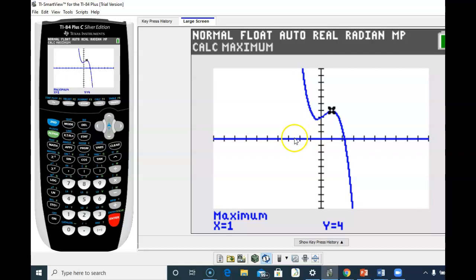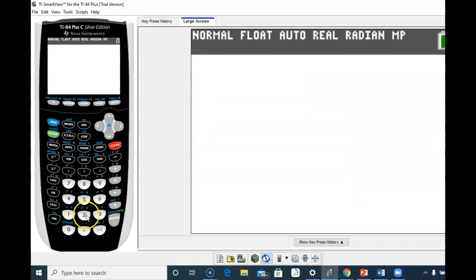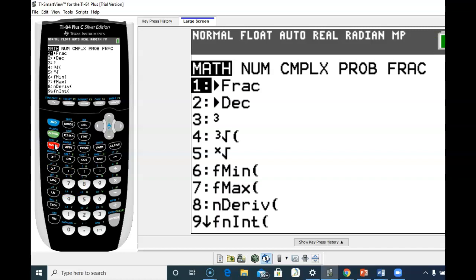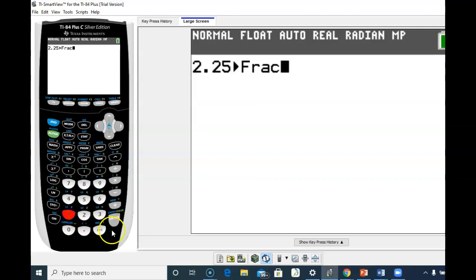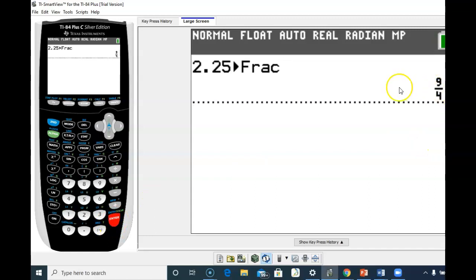One thing while we're here talking about the calculator, just to kind of remind you, I know some people know how to do this, but if you have a decimal like 2.25 and you want to convert that to a fraction, if you go to math and number 1, then that's going to convert that to a fraction for you, the fraction 9/4. So just a little helpful piece of advice if you don't already know about that.